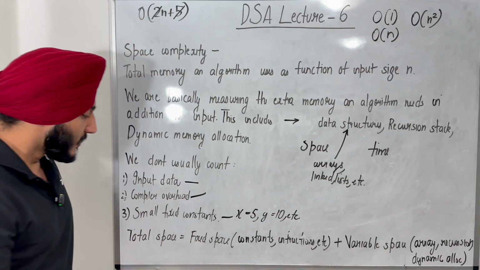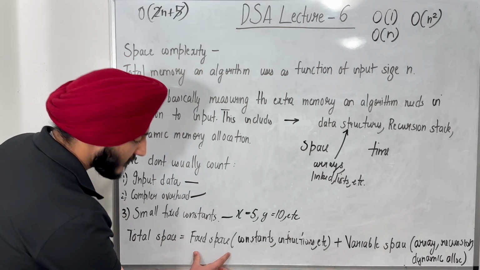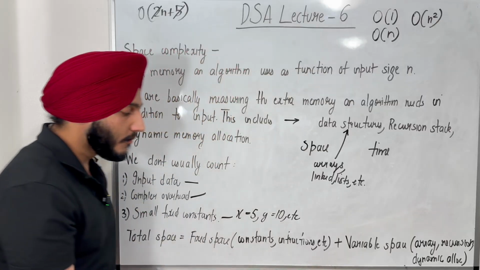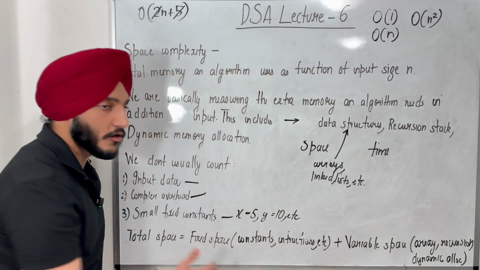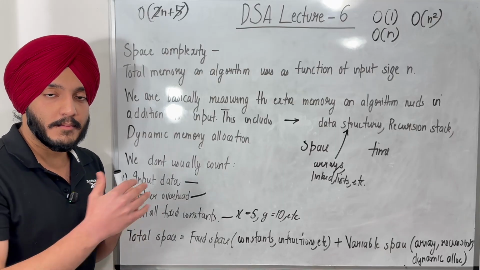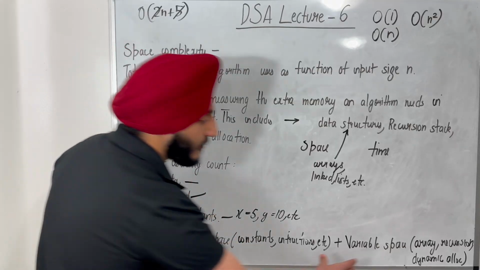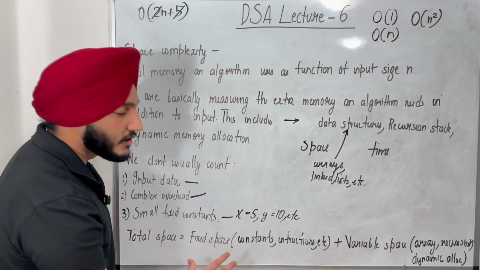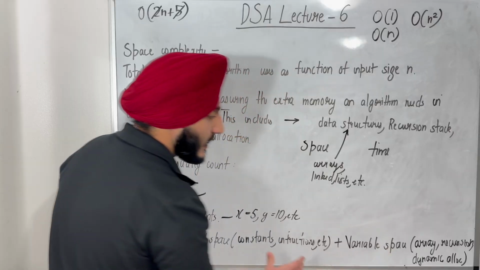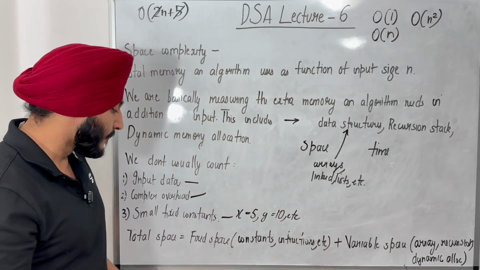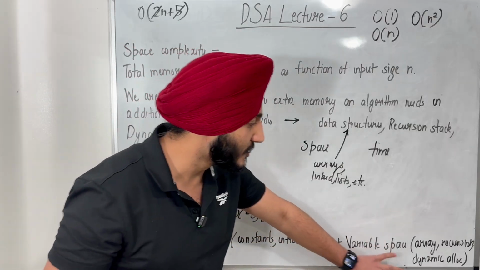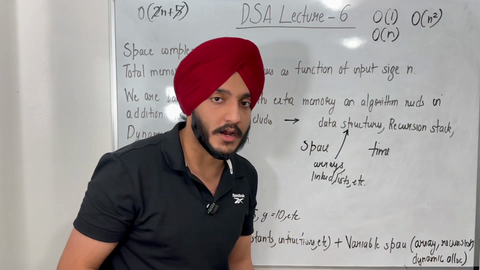Last one is the total space, which is basically the fixed space, which is constants, instructions, etc., right? Because the instructions and the constants are always going to take fixed space. It depends on the input and the variable space. So actual space complexity is going to depend on the variable space and the input size, right? So total space equals fixed space plus the variable space, which is arrays, recursion, and dynamic allocation, right?